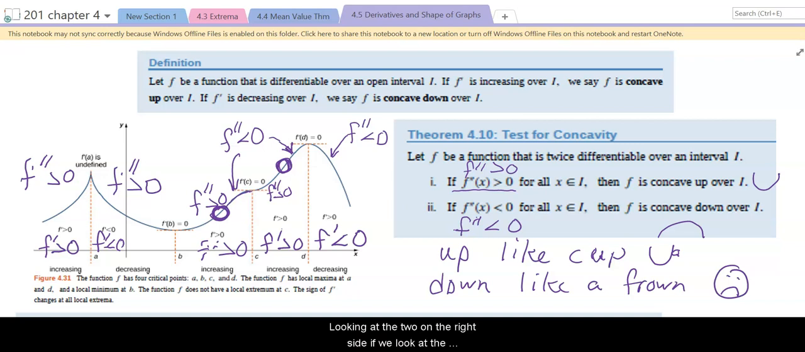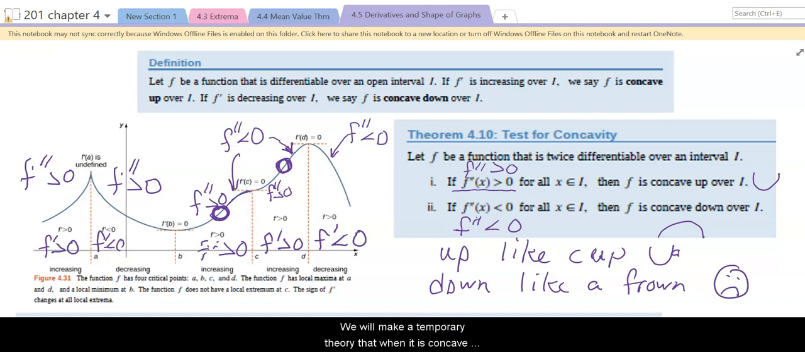Looking at the two on the right side, if we look at the relative maximum, actually the absolute maximum, occurring at x equals d, we can see that it is curved down on both sides and that at d we have a relative max. At b, we can see that it is concave up on both sides, or the second derivative is positive and we have a relative minimum.